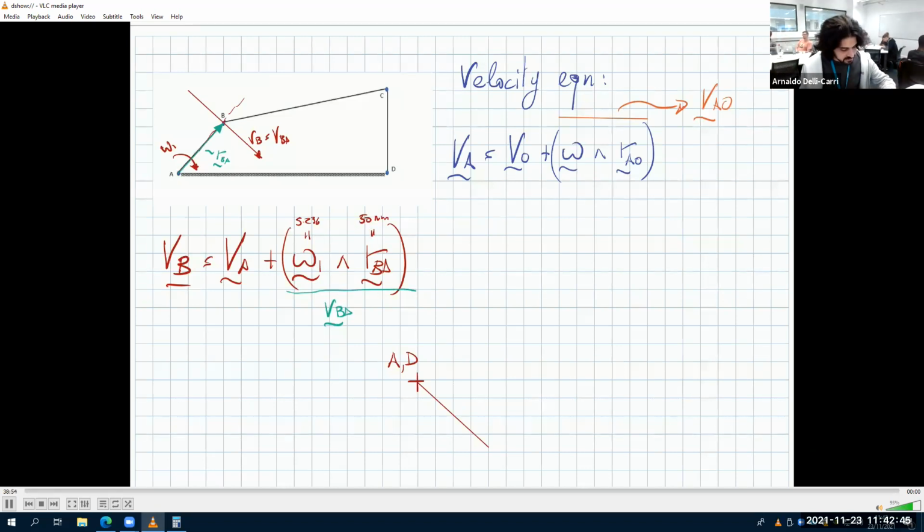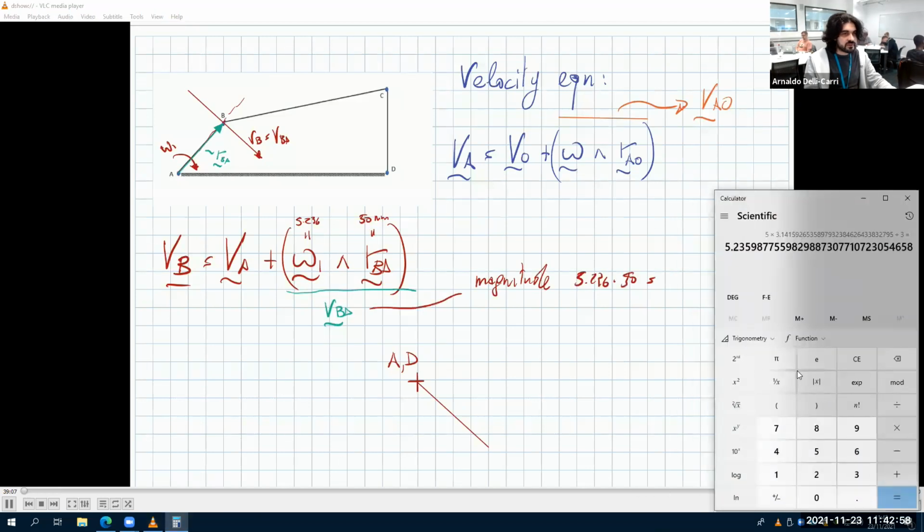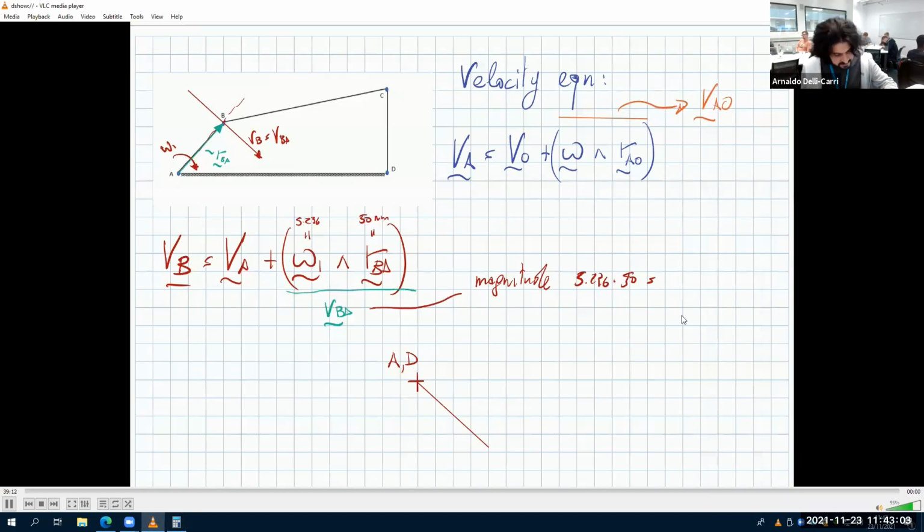So VBA has a length of 5.236 times 50, which is equal to 261.8. What are the units of this? Millimeters per second. So this is a velocity, a linear velocity.